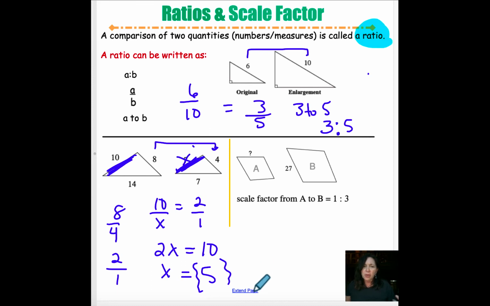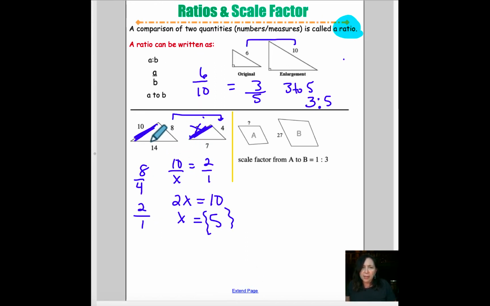Additionally, you also could just have used 14 is to 7 to get the scale factor, because what I'm looking at is I have to be able to have two sides. Meaning I've got 14 is to 7. So if I had compared those two sides instead, I still would have reduced those values to 2 to 1. So that's completely fine.